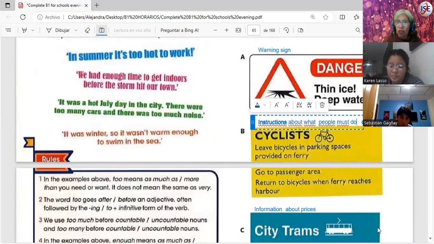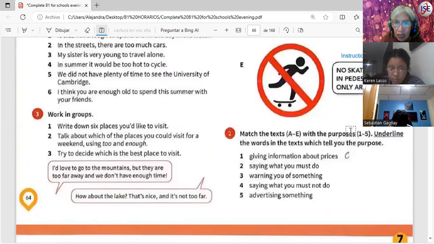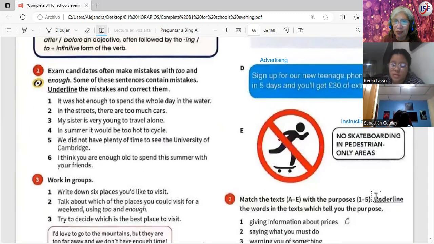Okay. Then we have warning you of something. Which one is warning you about something? Which one, A? A, because this is a warning sign. Okay, so it is warning you about something. Saying what you must not do. There is only one. Letter E. Letter E, instructions about what you must not do.